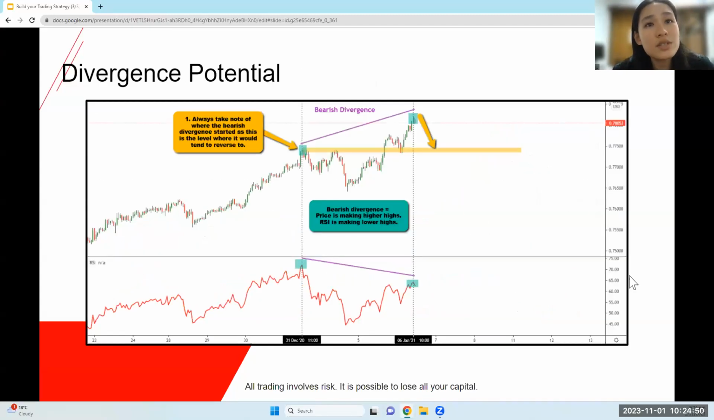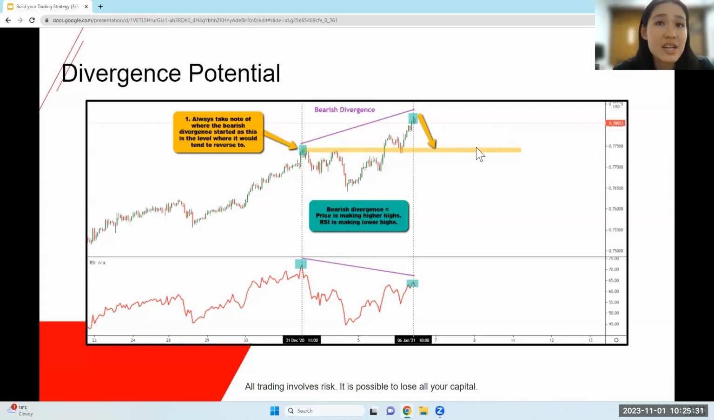Okay, divergence potential. So in this example, we want to take note of where the bearish divergence started. So that's why you place a vertical line over here, as well as where we intend it to approach. So in this case, we see the bearish divergence making a higher high from this level to here, whereas our RSI is making a lower high from here to here, which is why we place our vertical dotted lines at these areas. Bearish divergence tells you that price is making a higher high, RSI is making a lower high.